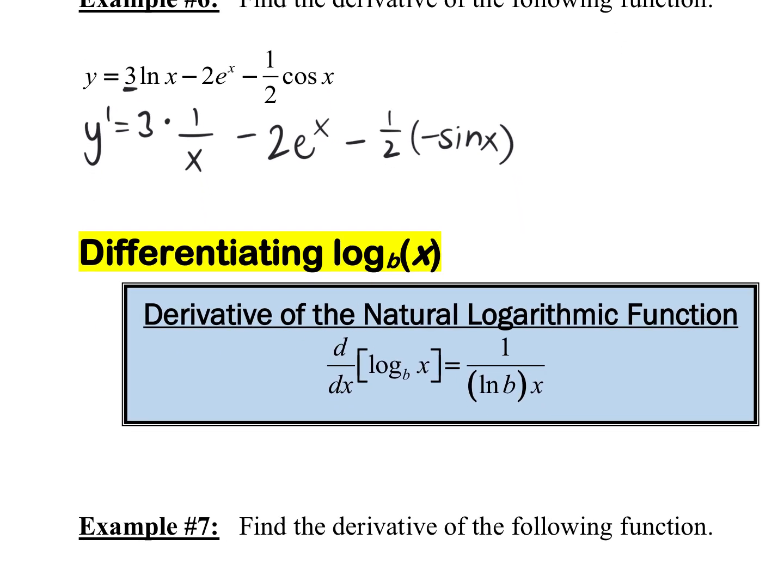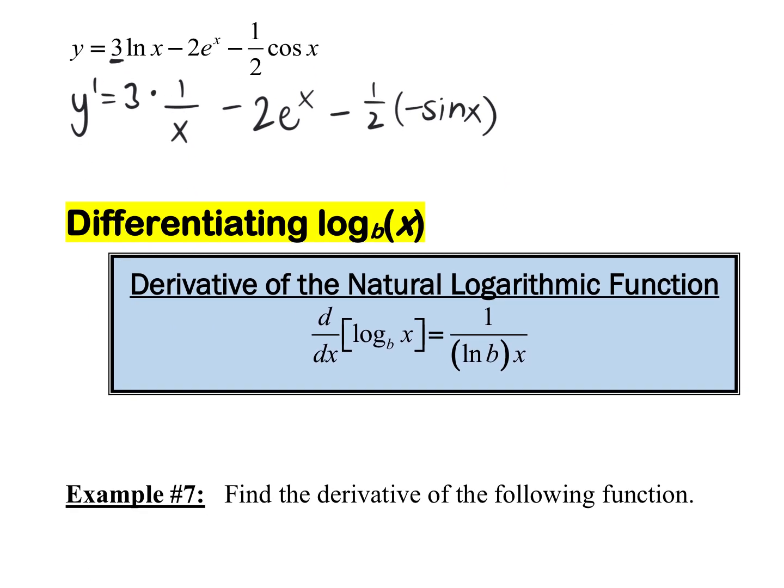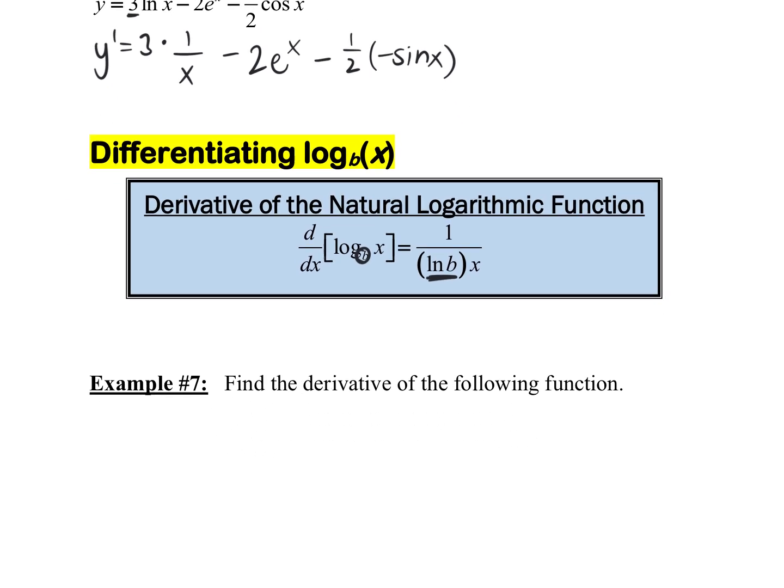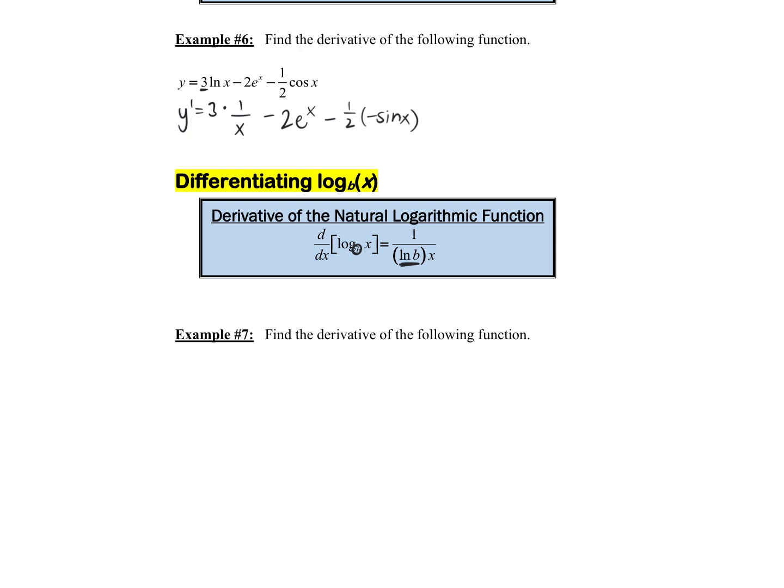All right. Now we've got derivative of a log, log base b of x. Our rule is we take 1 divided by the natural log of b times x. Natural log of b, that's just going to be a number. So it's whatever the natural log of your base number is. So if I look at, oh, my example's on the next page. Here we go.